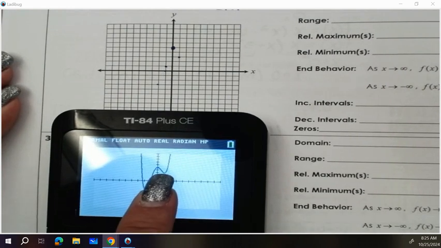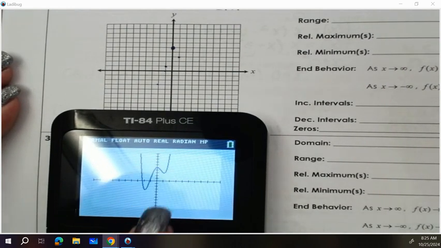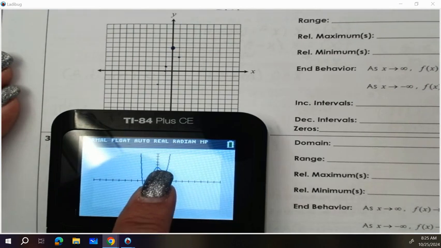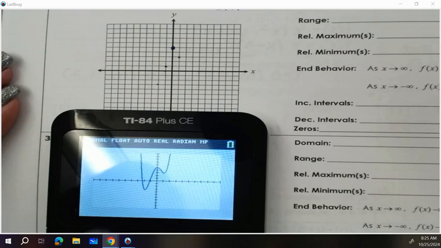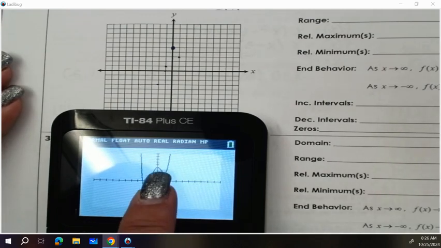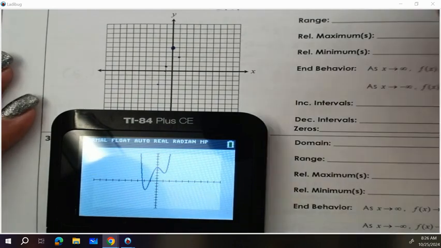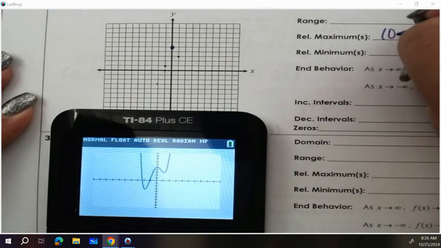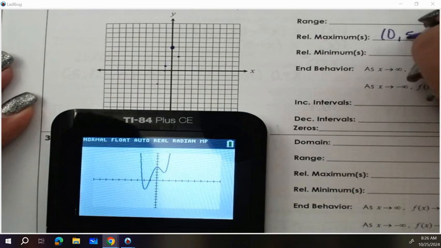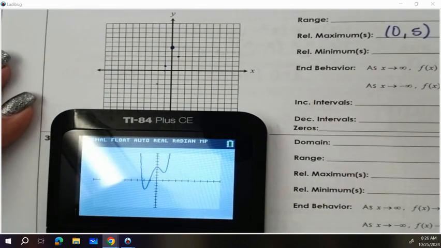Okay, that 0, 5, it does look like a turning point though. What does 0, 5 look like right here? What would I call that? A maximum, right? The relative maximum. And yes, it is also the y-intercept, but it's certainly going to be a relative max. It's a bump. So we can go ahead and put 0, 5 in our relative maximum. How many relative minimums do I have?